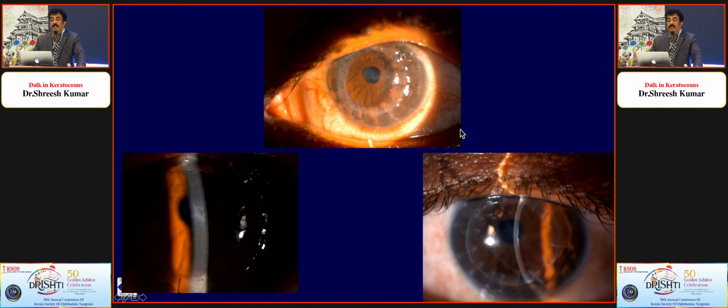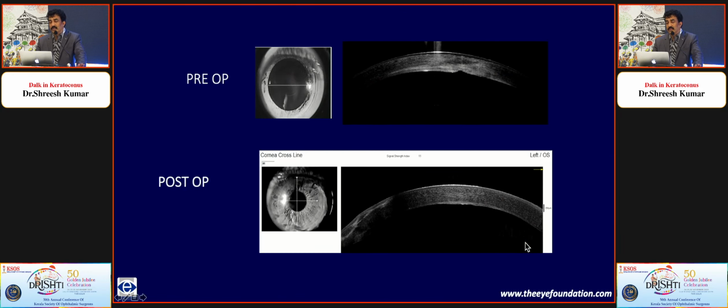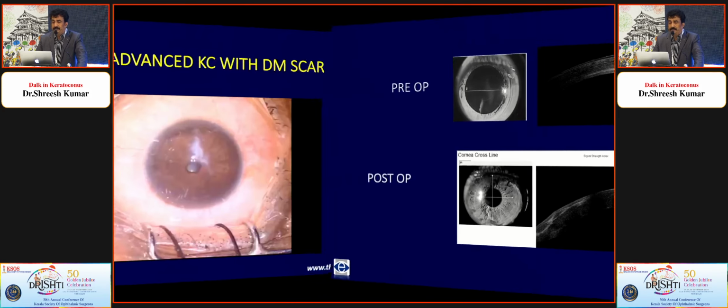This is the first day post-operative picture of the same patient. You can see a scar here. There's a tear in the Descemet's. This is 6 weeks, and this is 1 year post-operative picture of the same patient. Since this scar or the tear is not in the center, the patient had very good vision, best corrected visual acuity of 6/6 parts.